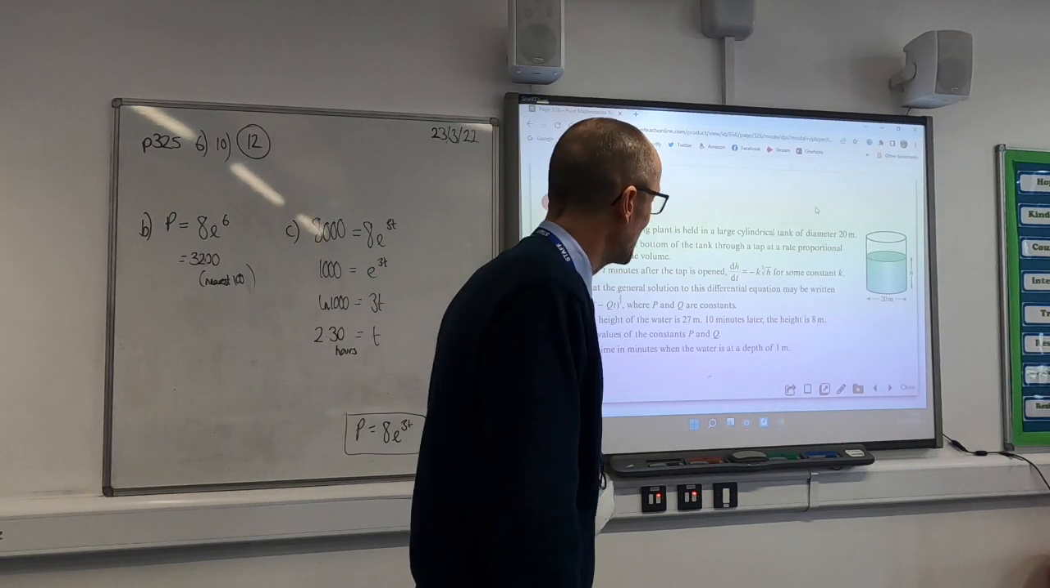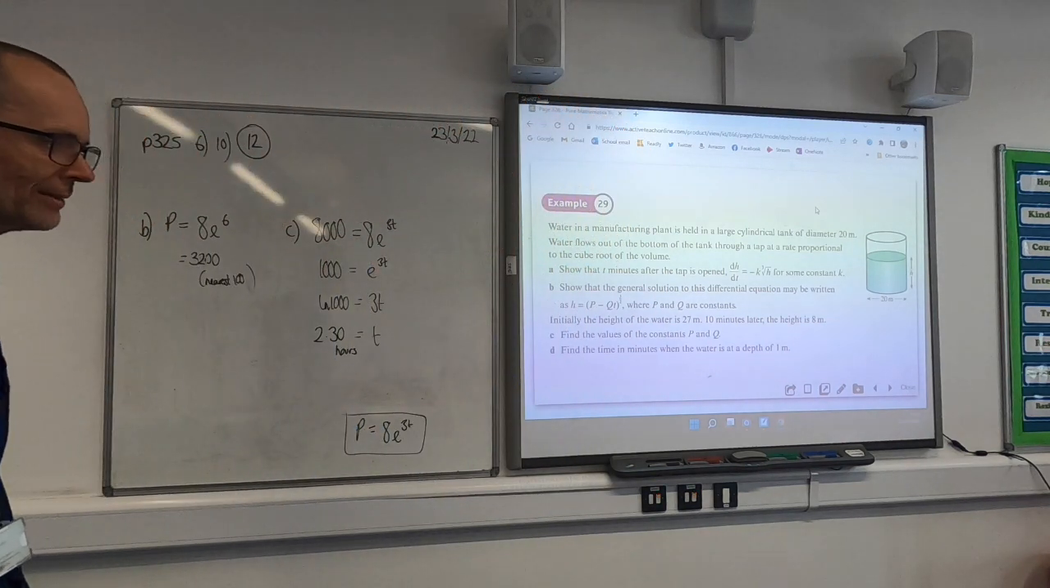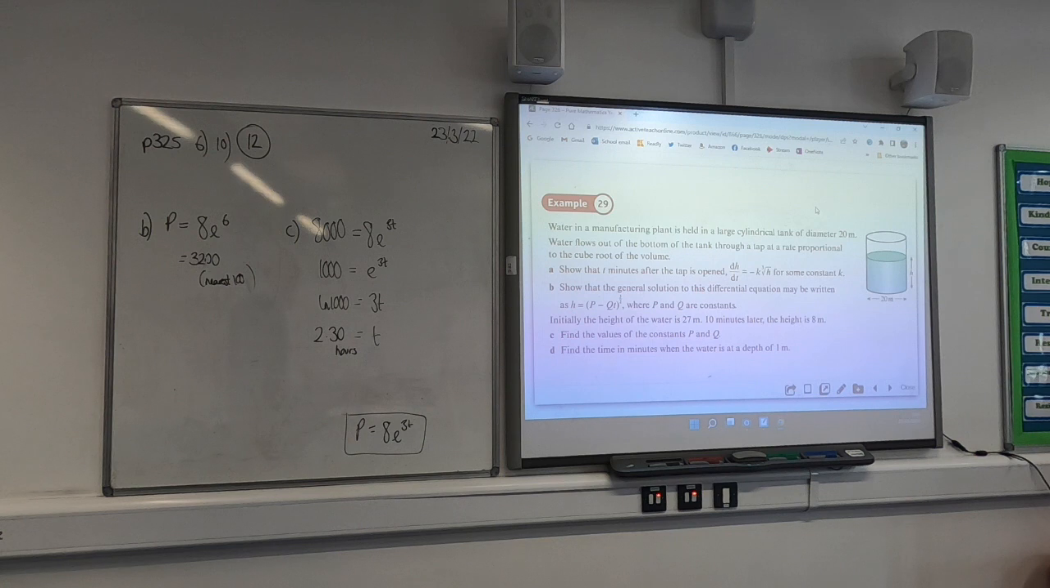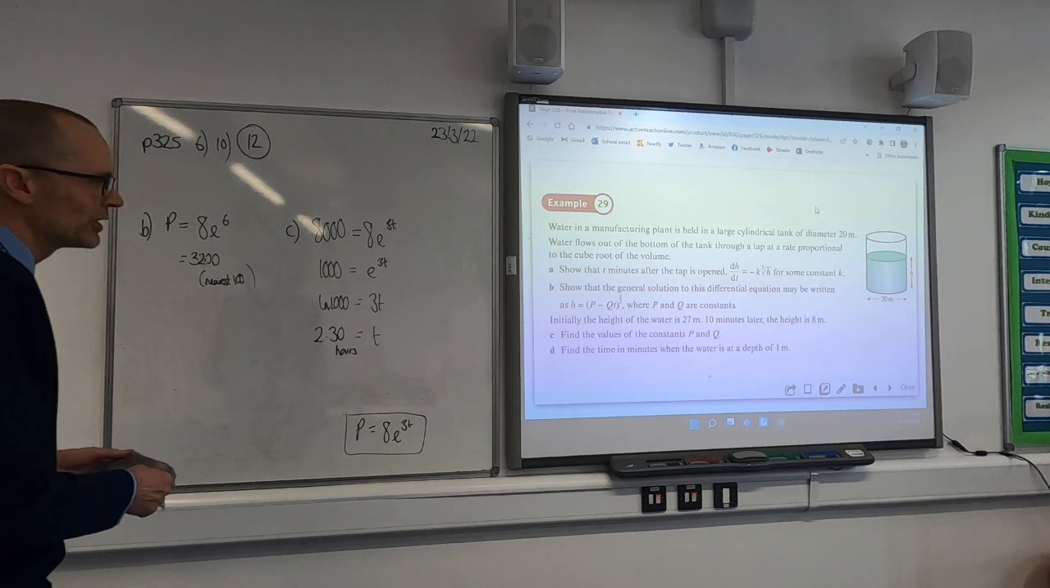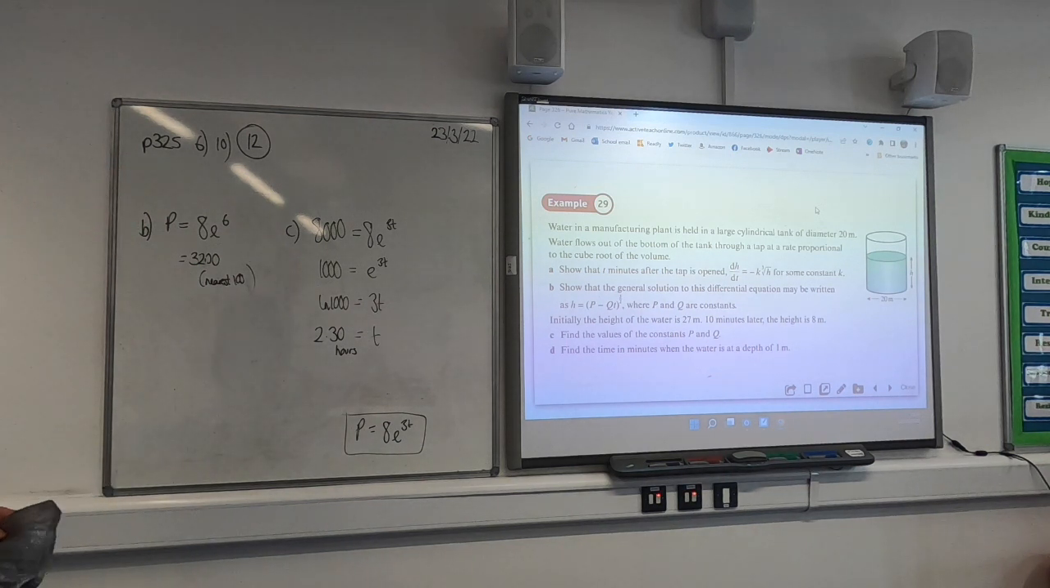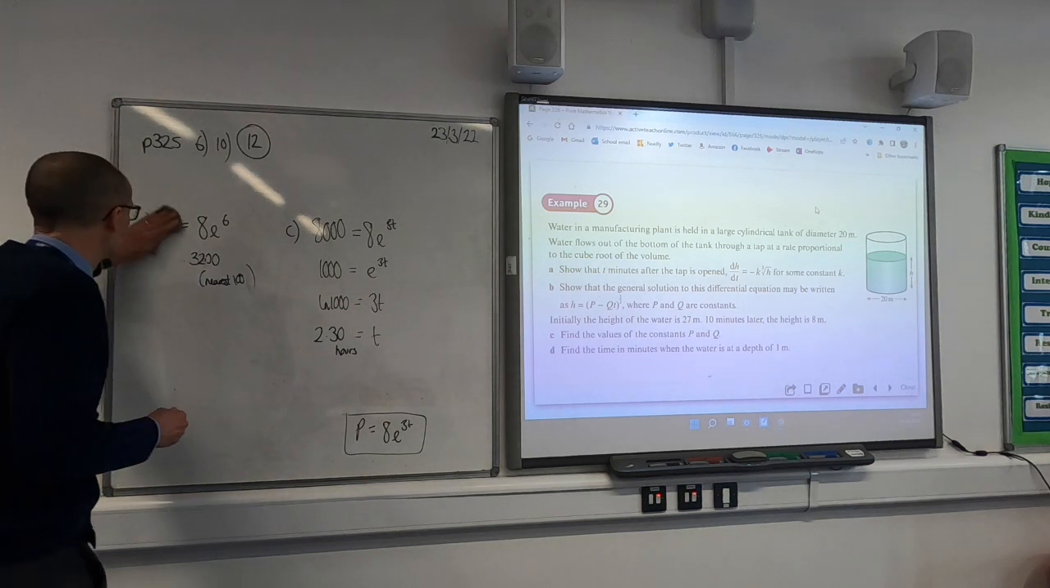So here we've got a tank holding water. The diameter of the tank is 20, the height of the water in the tank is h, and water is flowing out of the tank.